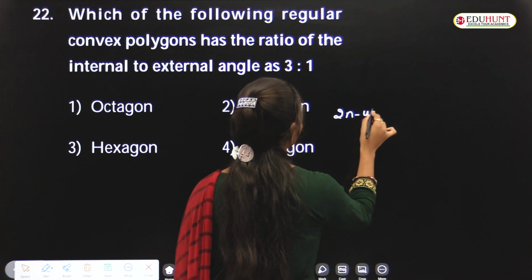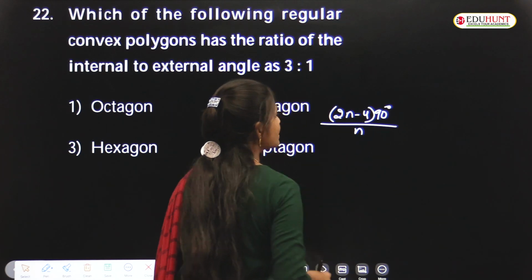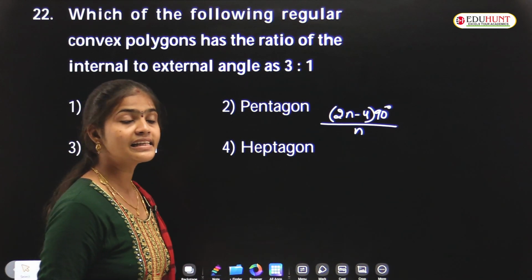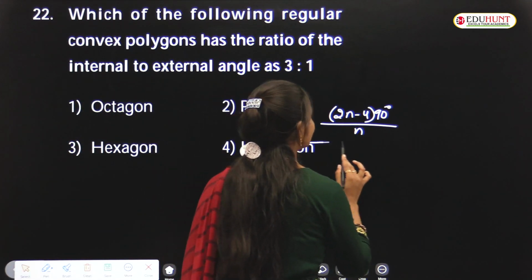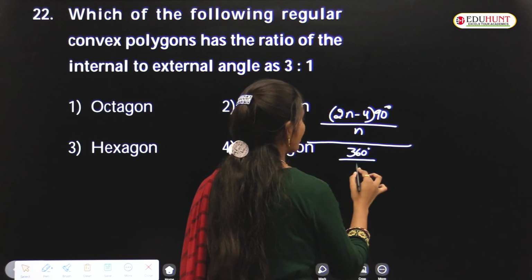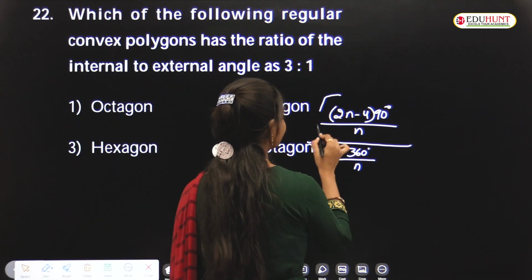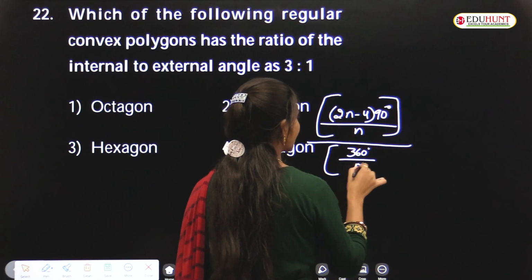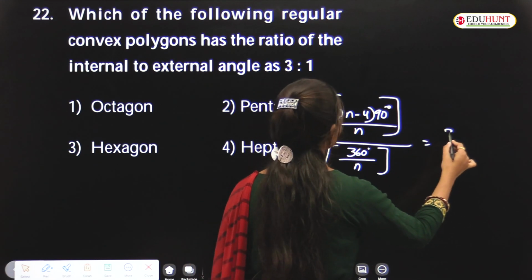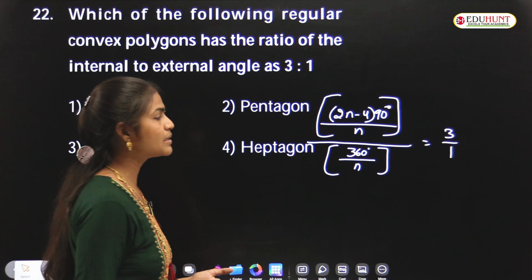(2n minus 4) into 90 degrees whole by n. This is the formula to find each interior angle of a regular polygon, right? Whole by each exterior angle of a regular polygon, that is 360 by n. Okay, its ratio is equal to 3/1, they are saying. Okay, this is the given question. We need to simplify this.